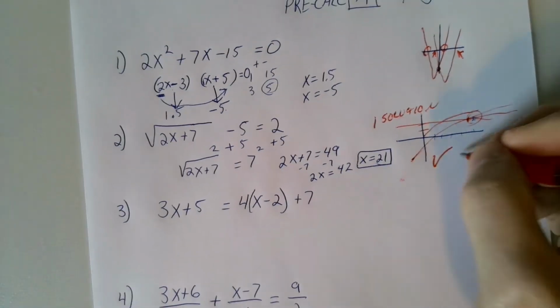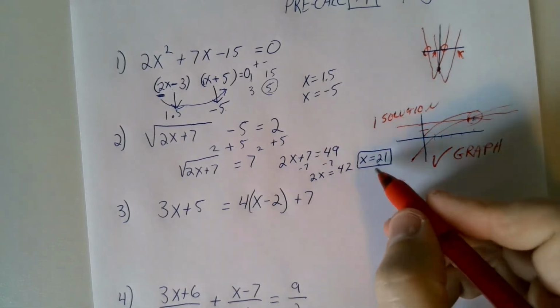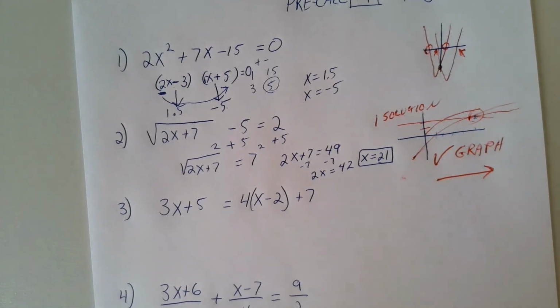You can also graph that if you want to. Pause the video right now, go ahead and graph that and find that intersection, and you'll find that the intersection actually is 21. Just make sure that your window goes far enough to the right.